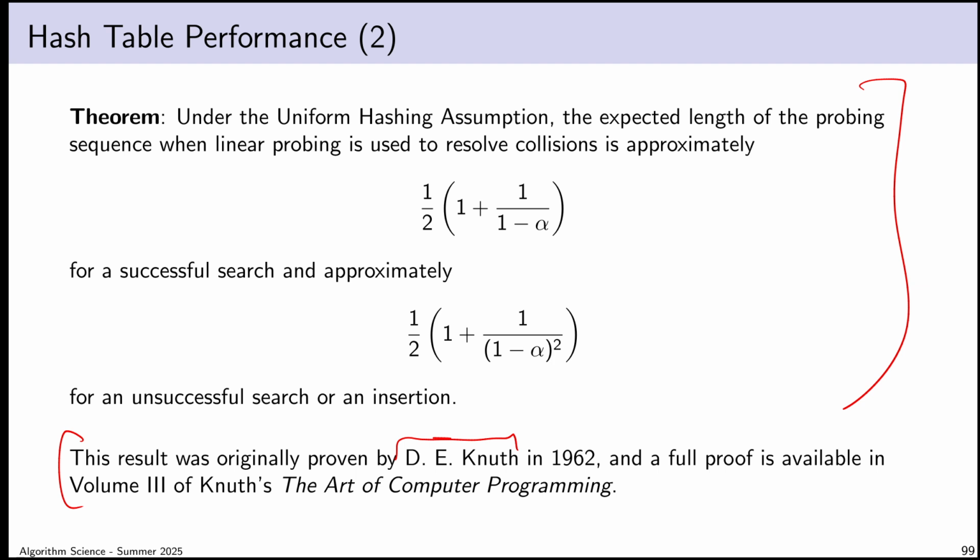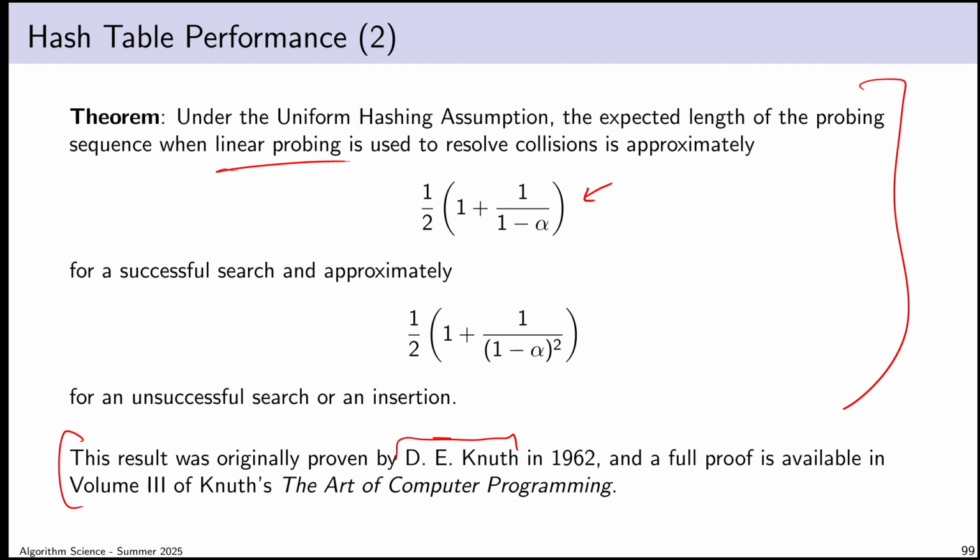And so under the uniform hashing assumption, if I want to consider what is the expected length of the probing sequence if I use linear probing, this is actually a result about linear probing. If I use linear probing, the expected length of the probing sequence for a successful search is this number.